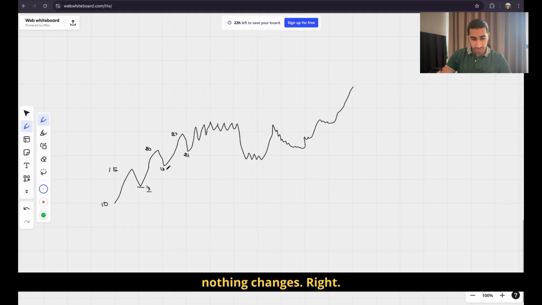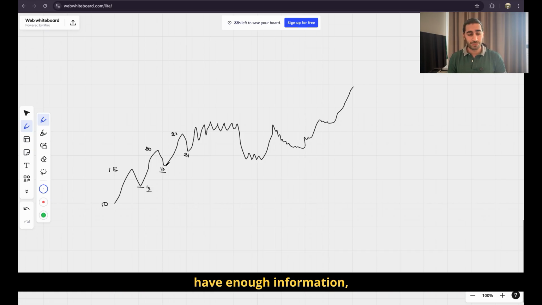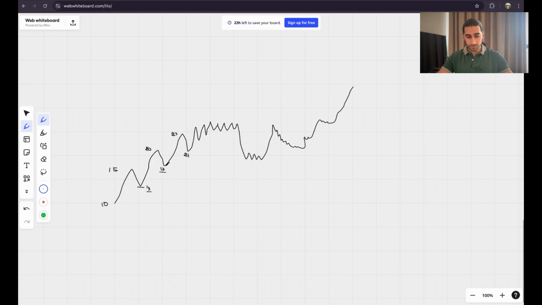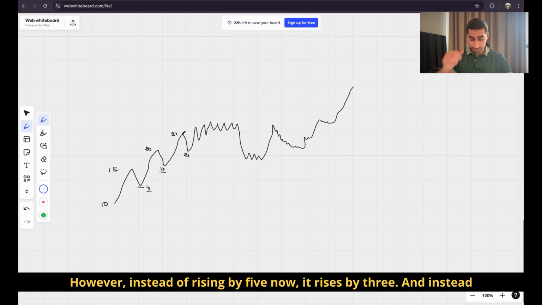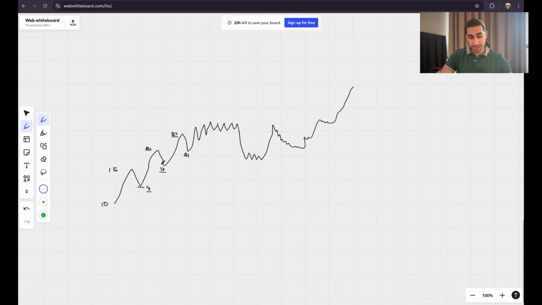So nothing changes, right? So at this point, you might need a bit more information, but if you have enough information, you could say, oh, the price will probably continue moving upward. So I might have a small confirmation here and buy from there and make a profit. However, instead of rising by 5 now, it rises by 3. And it does pull back by 2, however, it pulls back lower in relation to the push to the upside, right?